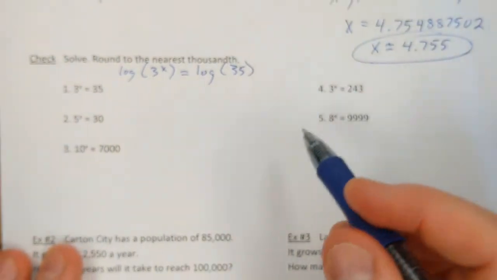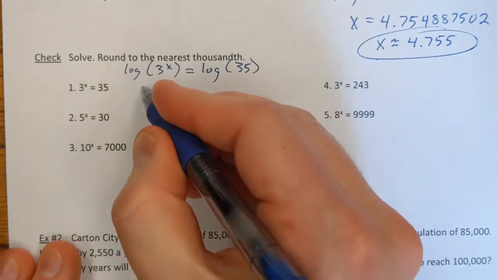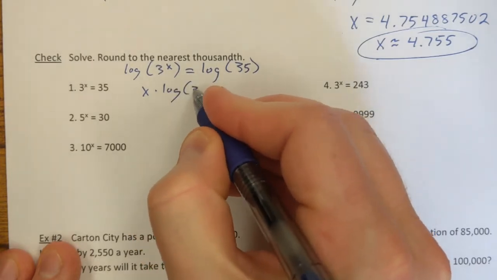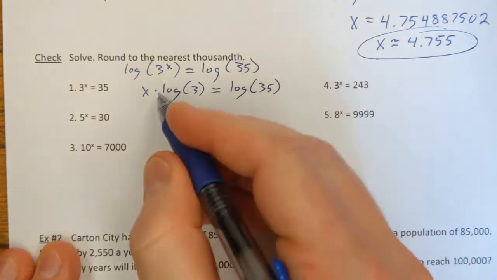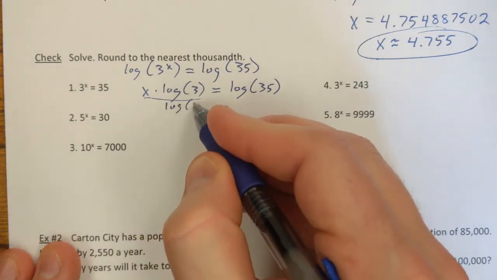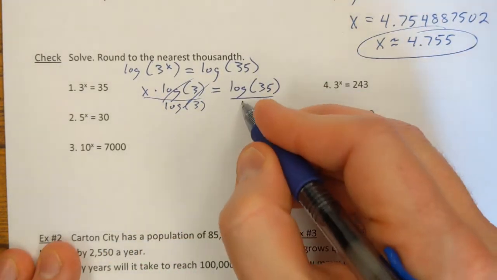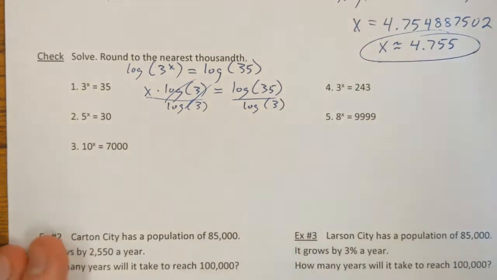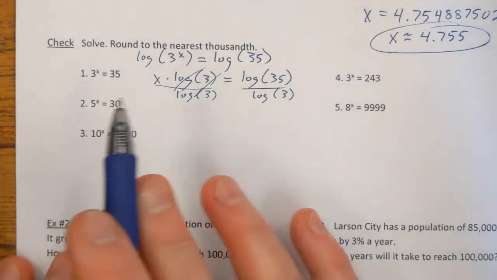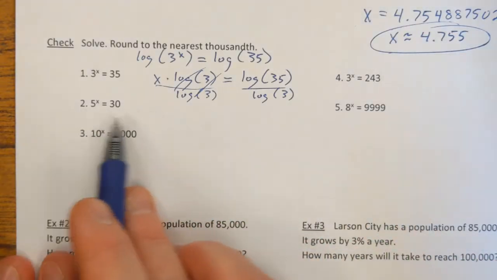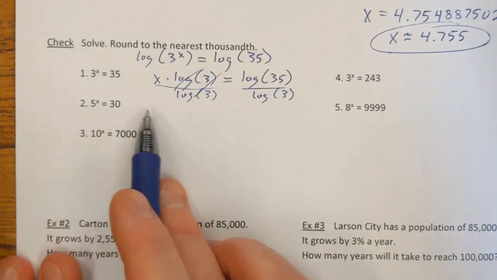And then because of the power rule of exponents, this can be rewritten as x times the log of 3. And so to solve for x, I take the log of 35 divided by the log of 3. That's kind of the long way to write out all the steps. But once you get practice, once you get the hang of this, you're going to find a really quick way. This is called a simple exponential function.